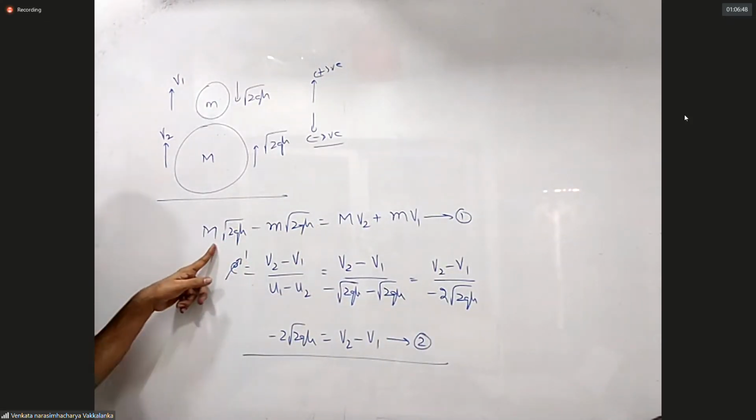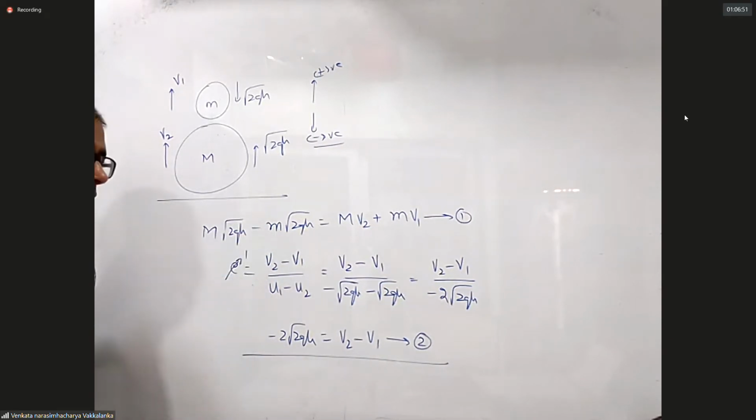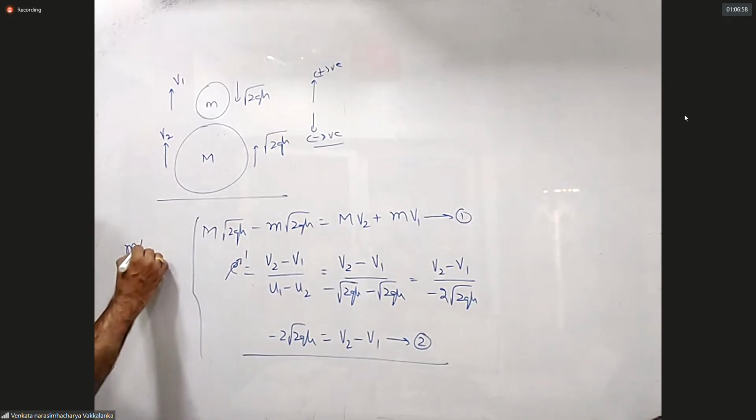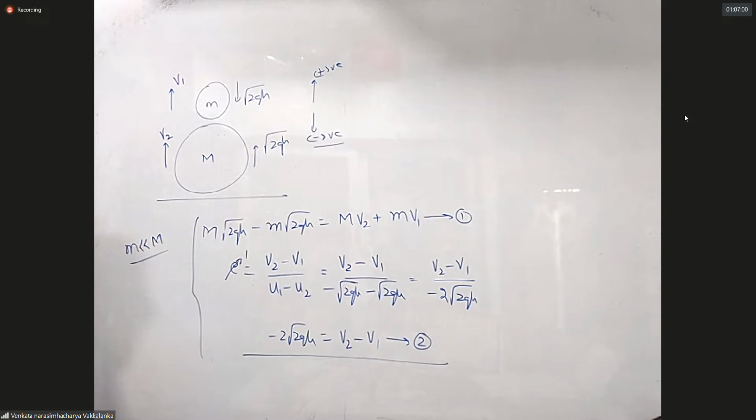Take 2gh common, it will become capital M minus small m. Remaining simplification, I believe I can bank on you people. Last step, don't forget to put small m is much lesser than capital M.